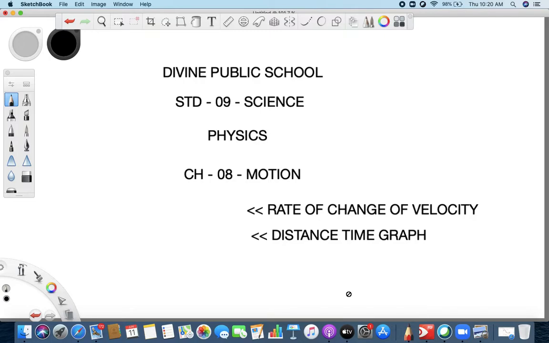Public School. I'm your science teacher and we are learning chapter 8, motion. Now yesterday we discussed a couple of things about rate of change of velocity. I'm going to put a little more effort on it and we are going to study the distance time graph. So what is the rate of change of velocity?